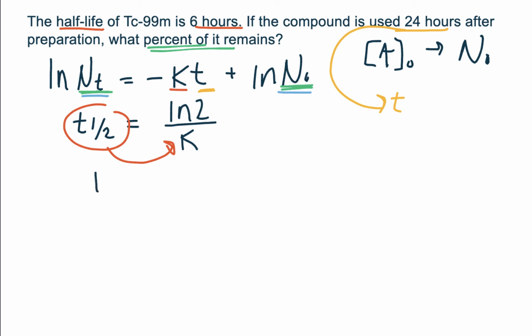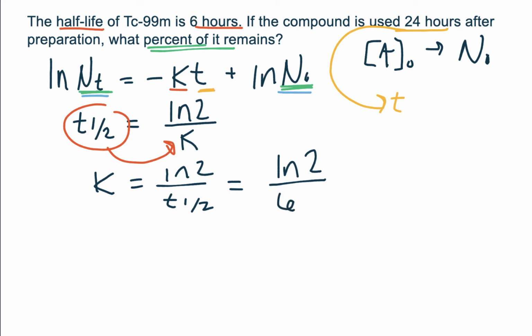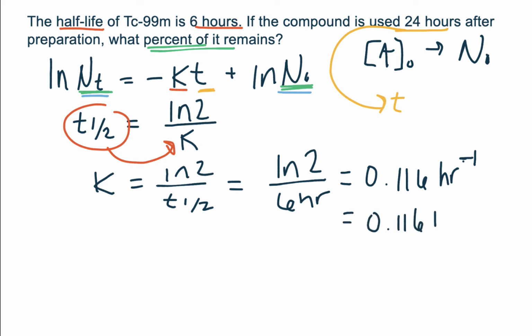So we can rearrange this half-life equation, using the half-life to find k. So now our rate constant is equal to the ln of 2 over 6 hours, and that equals 0.116 inverse hours. You can write the inverse hours like this, or I know a few of you said the unit conversions were confusing, so you could write it like this to keep your units straight a little bit better.